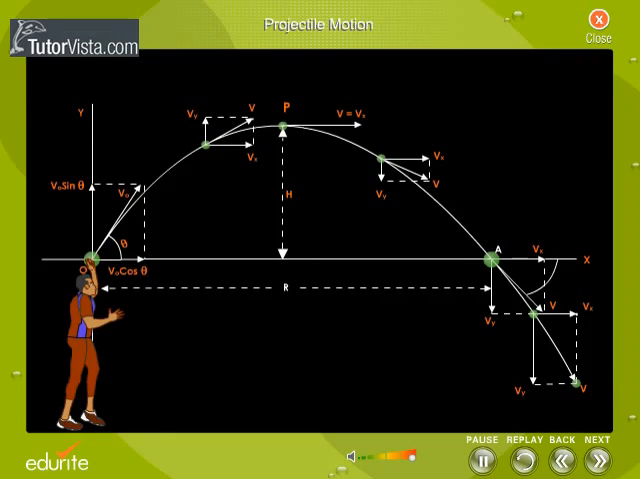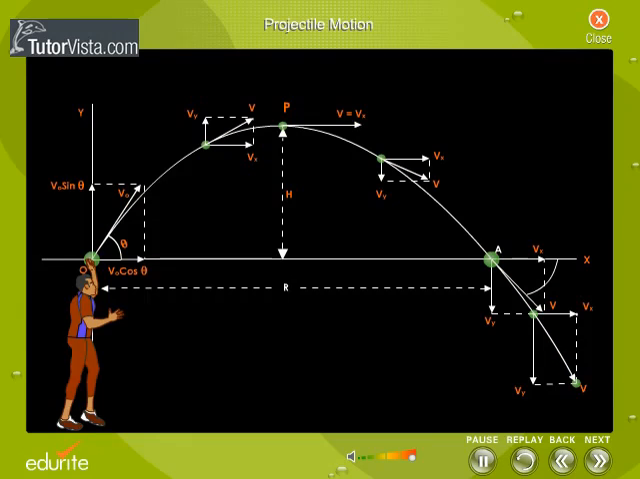Let us now analyze the motion of a projectile thrown obliquely. Let a body be projected from a point O with initial velocity V0. The projectile makes an angle theta with the horizontal axis. The velocity of the projectile at any point of the trajectory goes on changing both in magnitude and in direction.